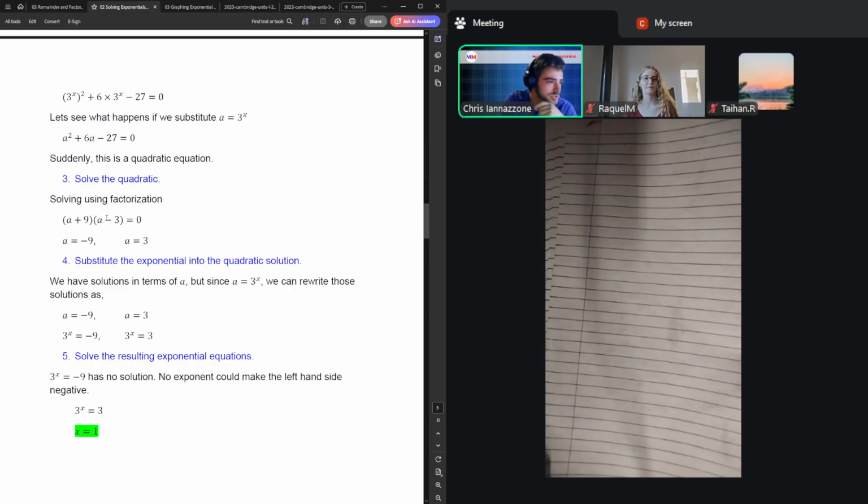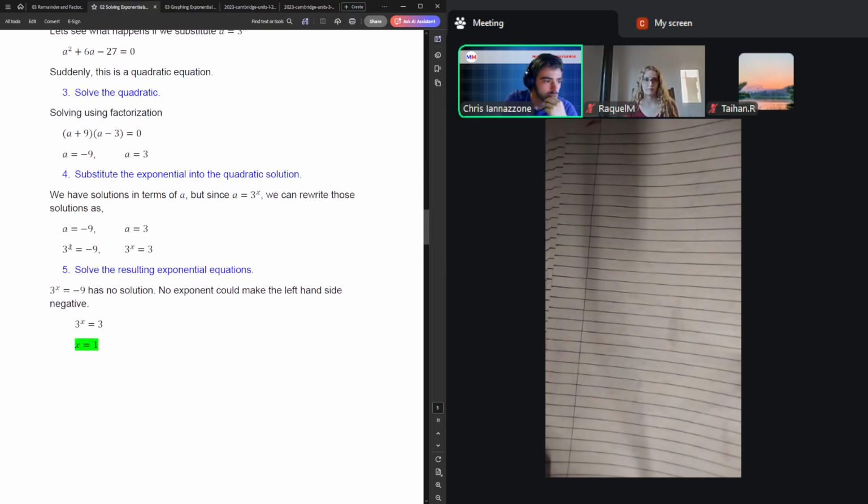But okay, that's just a quadratic. Solve it as you care for, whether it's factorization, quadratic formula. There's always going to be a solution here. You're not going to have to worry about whether there's no solution. What you will have to worry about will be whether the resulting exponentials have both solutions. There's going to be at least one. I've never seen a case where there's none.